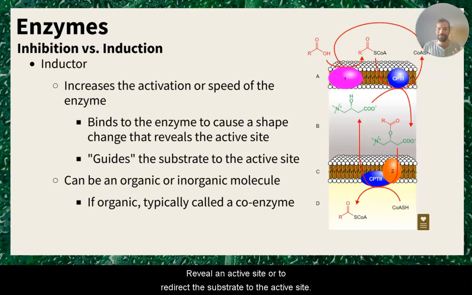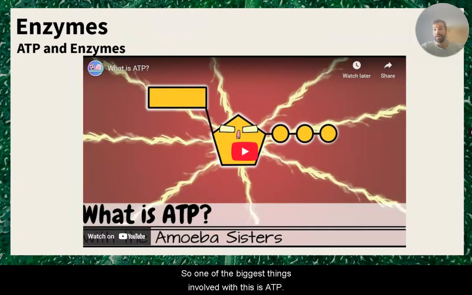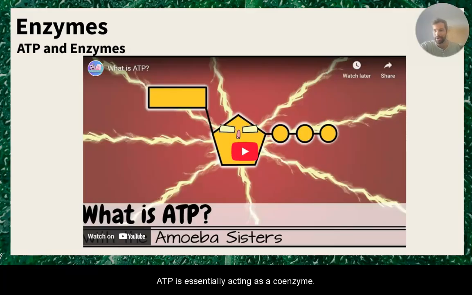or to redirect the substrate to the active site. So one of the biggest things involved in this is ATP. We need to go back to our friend ATP and understand it fully, because across all life's organisms, ATP is the main currency for any of these reactions that require energy. ATP is essentially acting as a coenzyme.